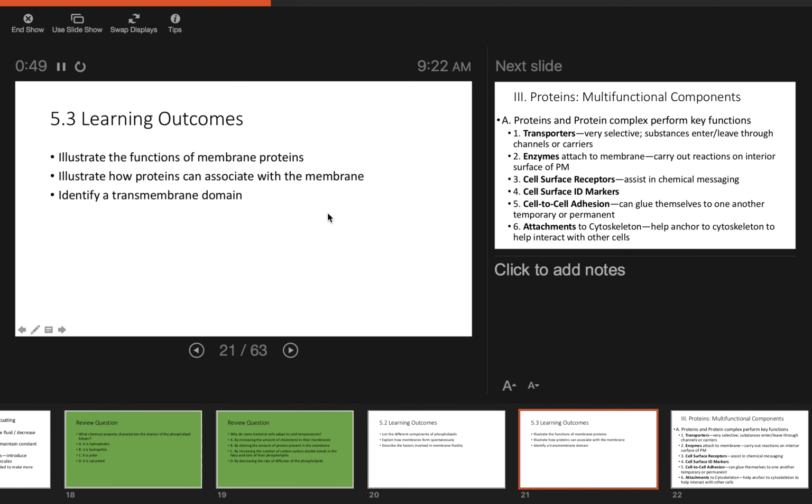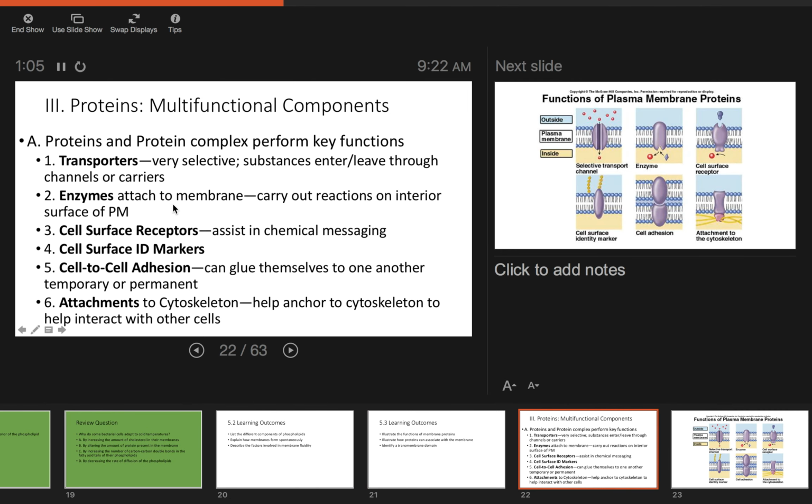So 5.3 is going to look at functions of membrane proteins and illustrate all the different jobs that proteins can do, and some of it will be review. Talk a little bit about how proteins associate with the membrane, and then define transmembrane domains. So proteins can perform some key functions, probably 6 important jobs for the cell.